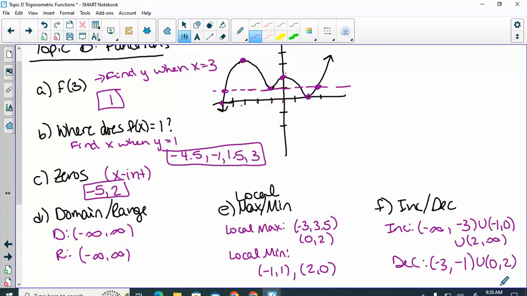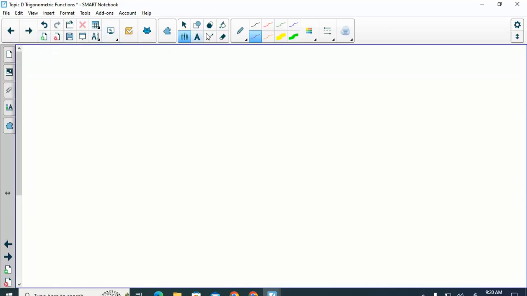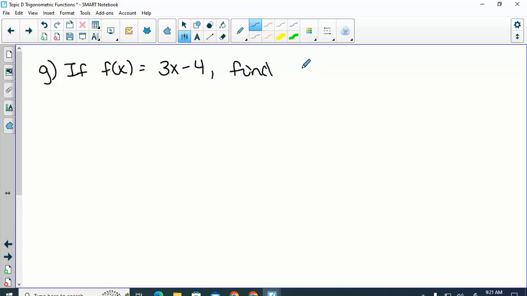We had a lot of stuff in this functions topic. So still on topic B, functions. We looked at the graphs. Then if I said, if f of x is 3x minus 4, find f of x plus h minus f of x all over h.